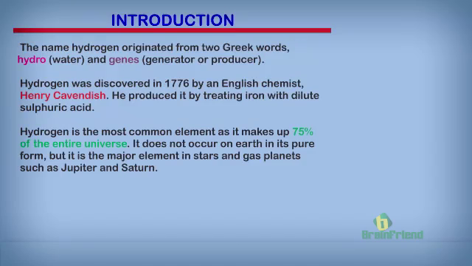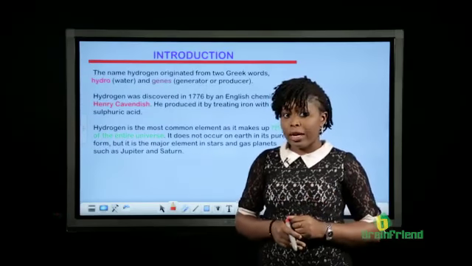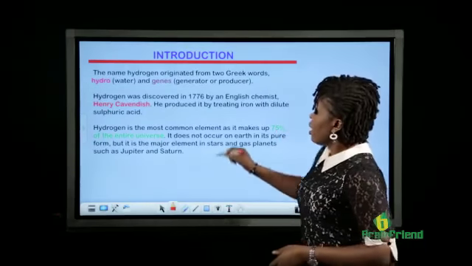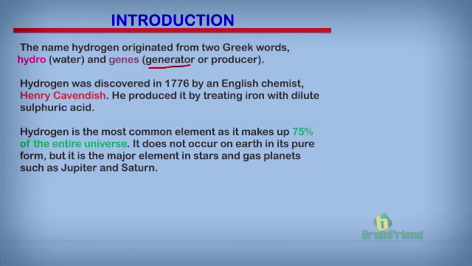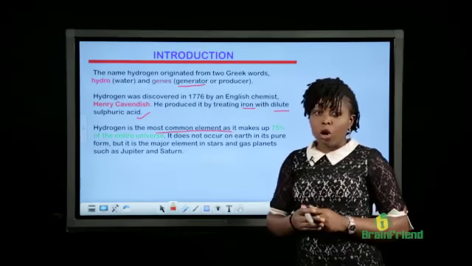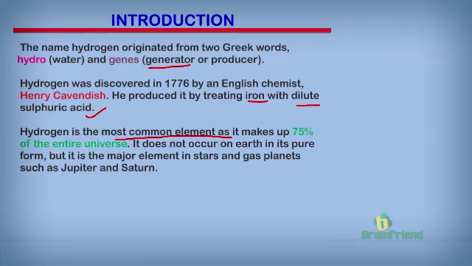Now, the name hydrogen was coined from two words, hydro and genes. They're actually Greek words, meaning water and generator or producer. It was discovered in 1776 by Henry Cavendish. He produced it by treating iron with dilute sulfuric acid. Hydrogen is also known as the most common element, as it makes up 75% of the entire universe. Although it does not occur on Earth in its pure form, it is the major element in stars and gas planets such as Jupiter and Saturn.